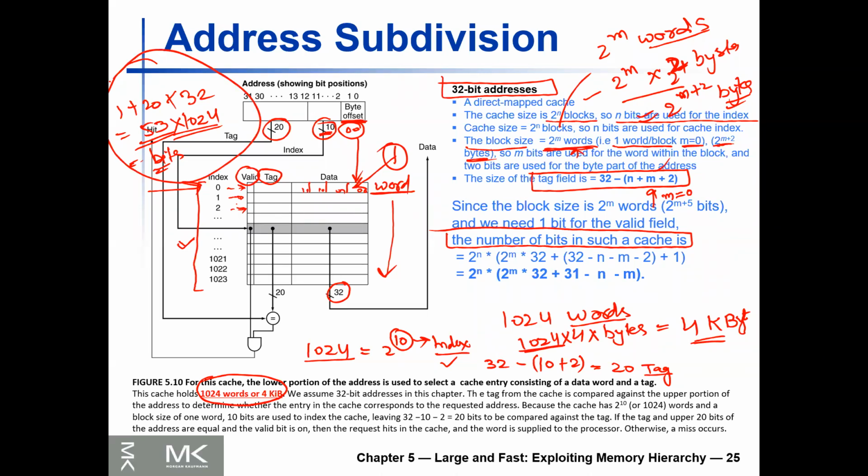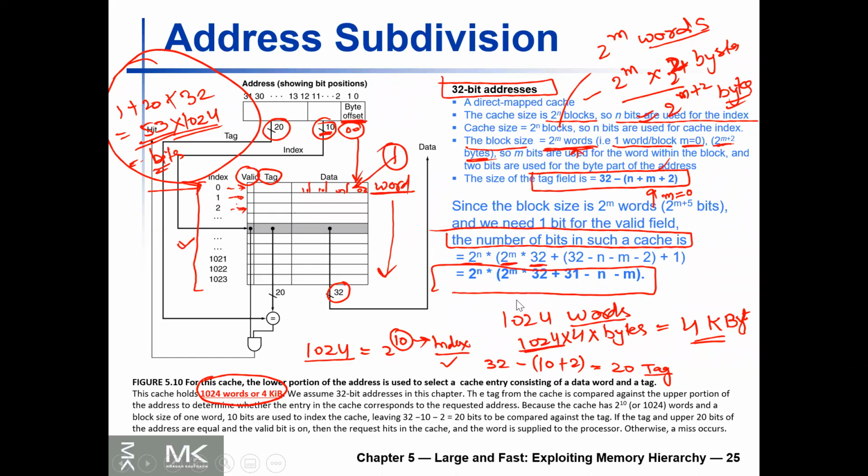So how will we know? First of all, how many blocks are we having? We have 2 to the power n. Then in each block, what are we having? 2 to the power m words, and each word is 32 bits long. So this formula comes actually for the number of bits in each such type of cache. Based on that, there is a question from the book.